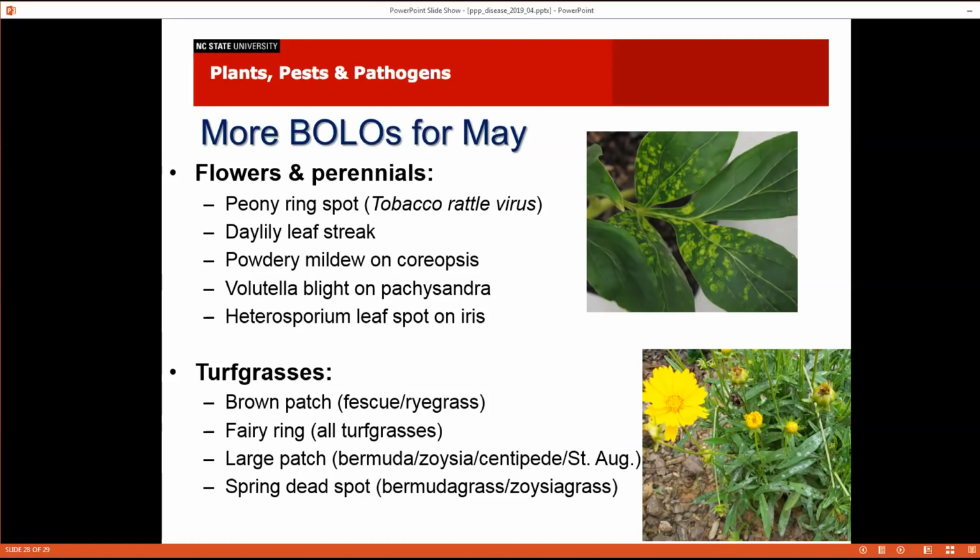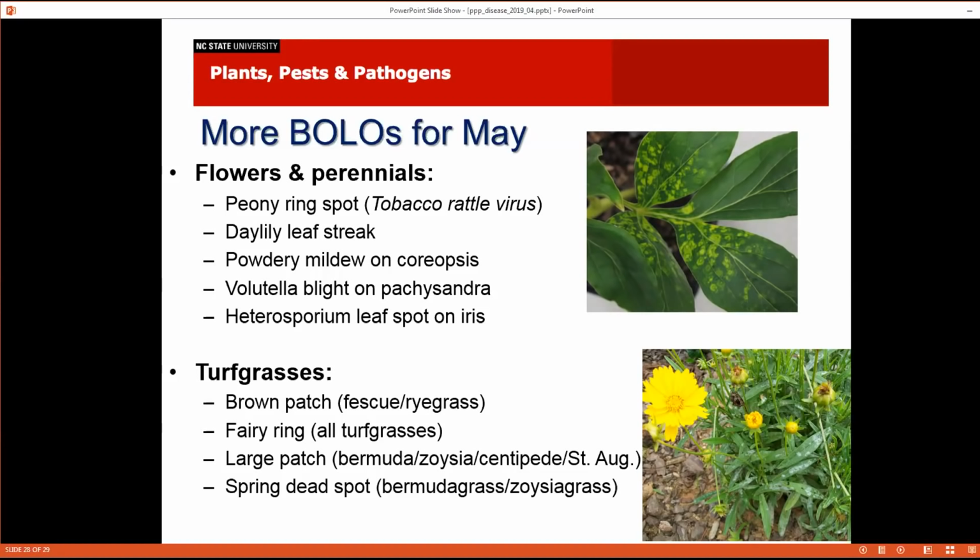In turf grasses, once we get warm enough to start stressing the cool season grasses, such as fescue, we could see brown patch. Fairy ring is possible at any time of year on any turf grass. Large patch, which like brown patch is caused by fungus in the genus Rhizoctonia, but in that case, it's one that gets on the warm season grasses during cool weather.